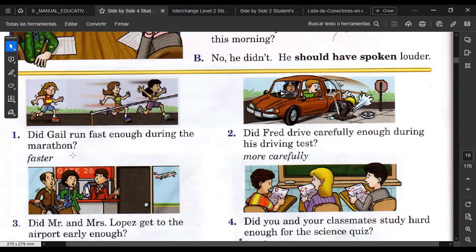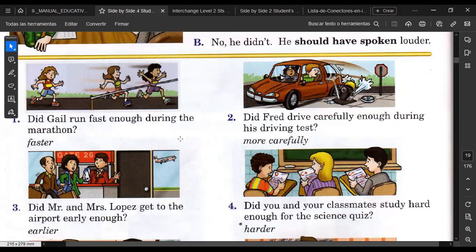Entonces, ahí usted lo puede decir, no. No, she didn't. She should have run faster. Ella debió, she should have run faster, right? Ella debió haber corrido más rápido. Okay, let's, the number two.